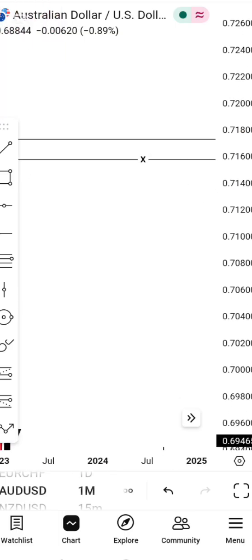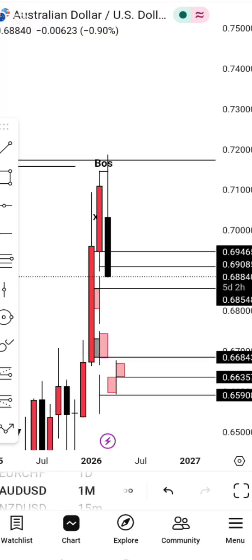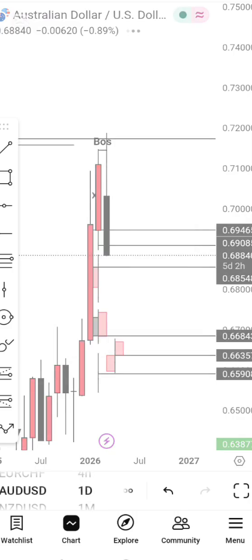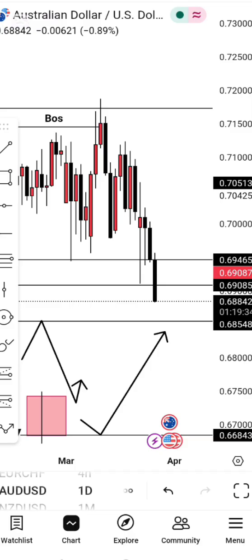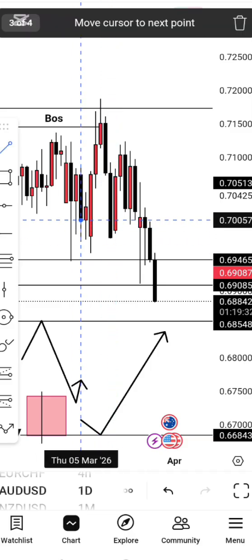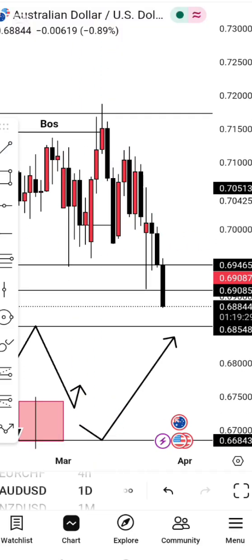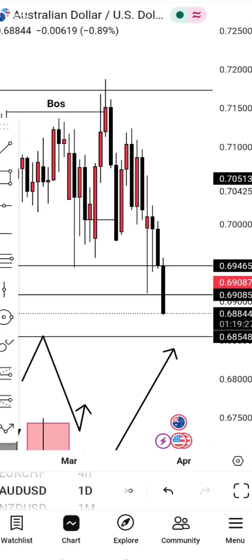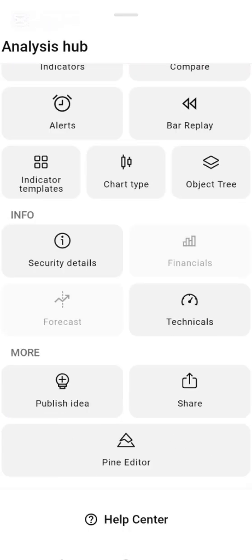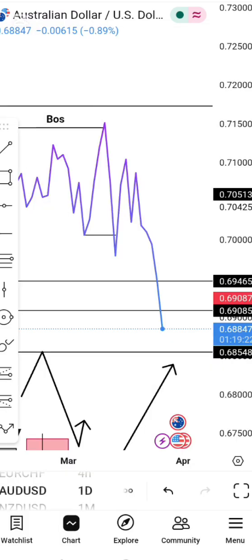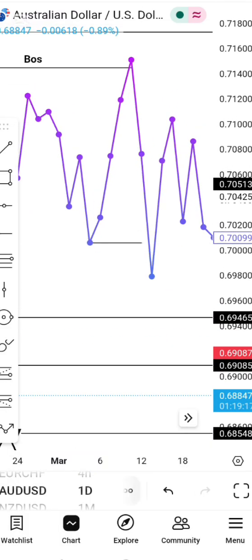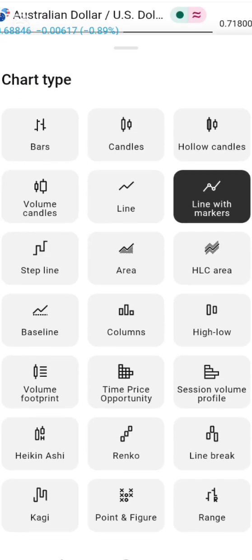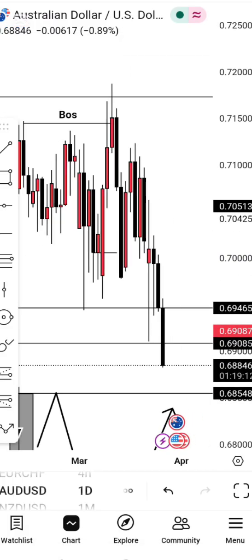And then we had reactions to the downside. So on the daily, price gave us a breakout. This was just like a change in state of delivery. You can see that clearly with the line charts, with markers. You can see that was a structural shift. So the moment I saw that, my bias flipped bearish.